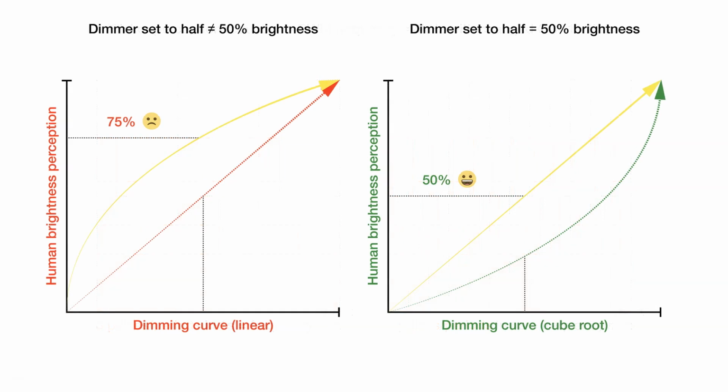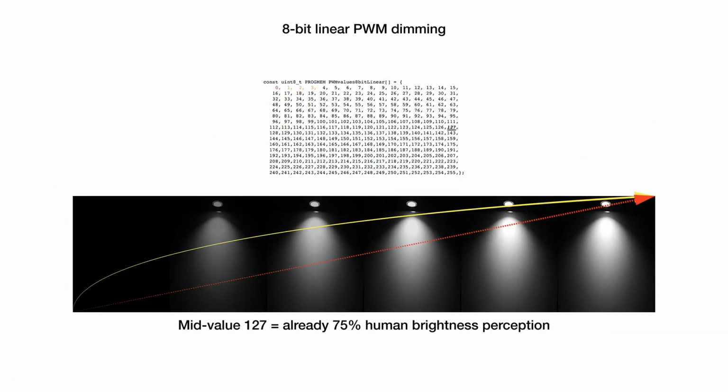Human brightness perception follows a curve described by the negative quadrant of a COB LED function. We can use this function to generate pulse width modulation values so that the voltage change is nonlinear, but the brightness perception change is linear. Linear dimming with 8-bit pulse width modulation values appears nonlinear.